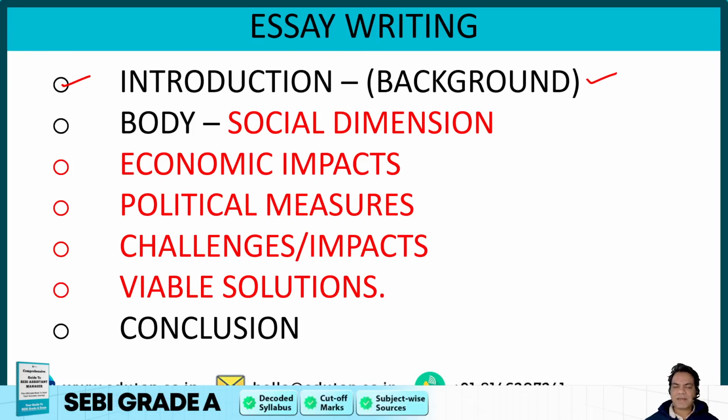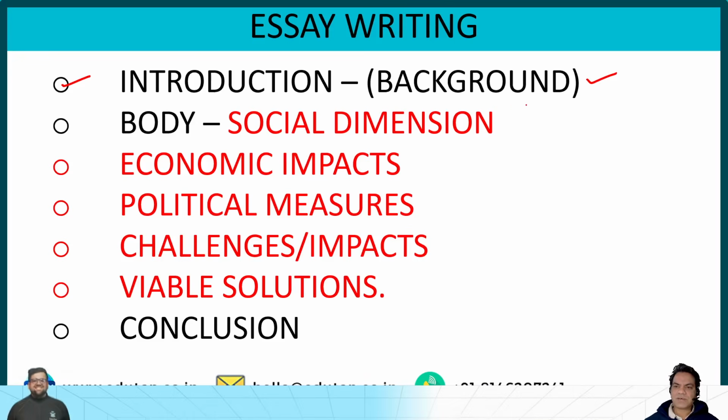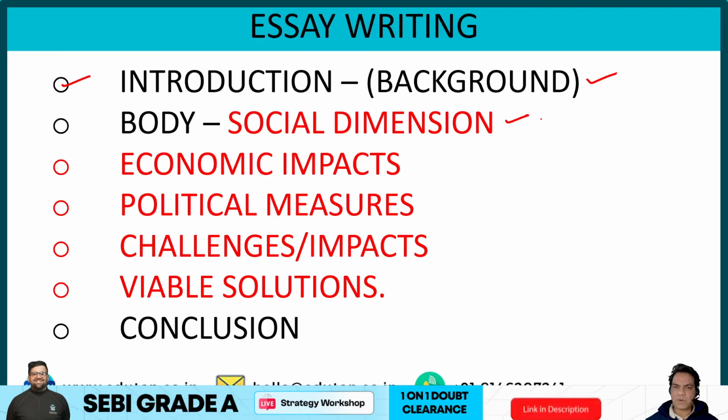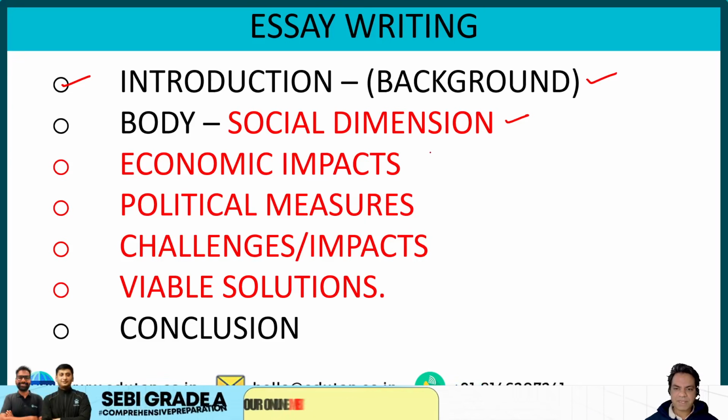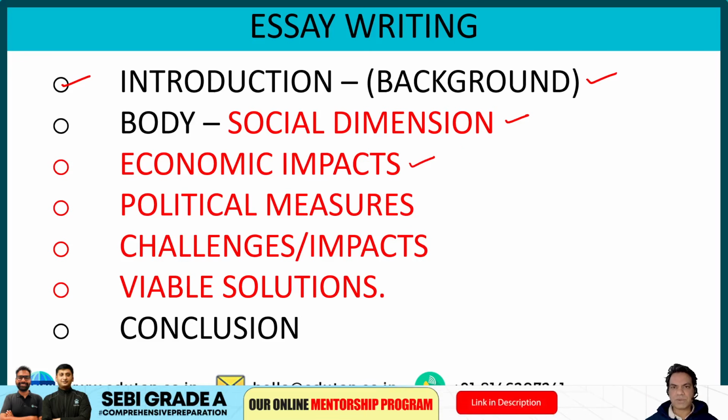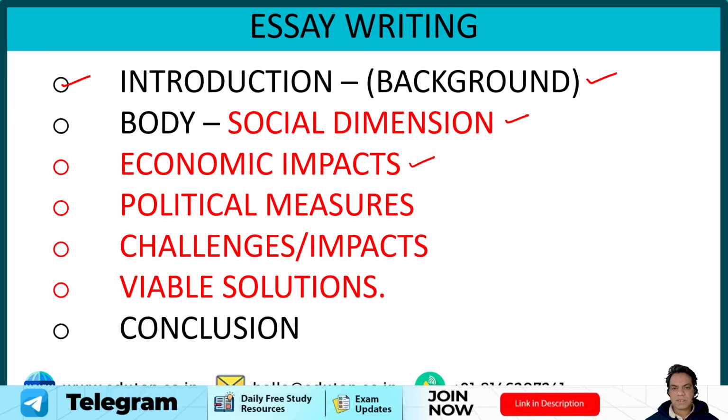Then second paragraph onwards, you have to write the body part. So in the body, start first of all with the social dimension, how that topic impacts the society of the country, the people of the country, the social fabric of the country. Then what are the economic impacts of that particular issue on economic growth, on GDP, on the economic value of the country. Then what are the steps and measures taken by the government in this regard? Has the government laid out any steps or any measures for this?